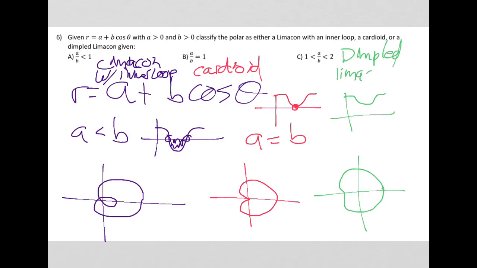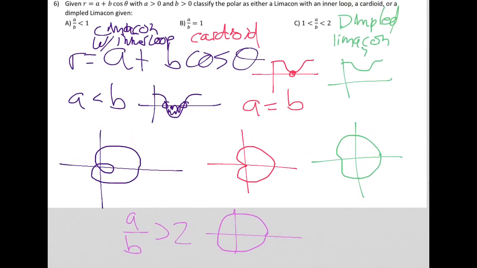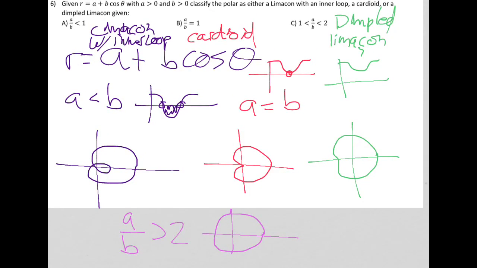And there is actually a fourth scenario right here, the scenario where a over b is greater than 2. If that happens, then you get what is called a convex limacon, which kind of just looks like a frumpy circle, but it doesn't have that little dimple right there. Those are the four situations. So just by looking at an equation, you can actually tell a lot about the corresponding limacon.